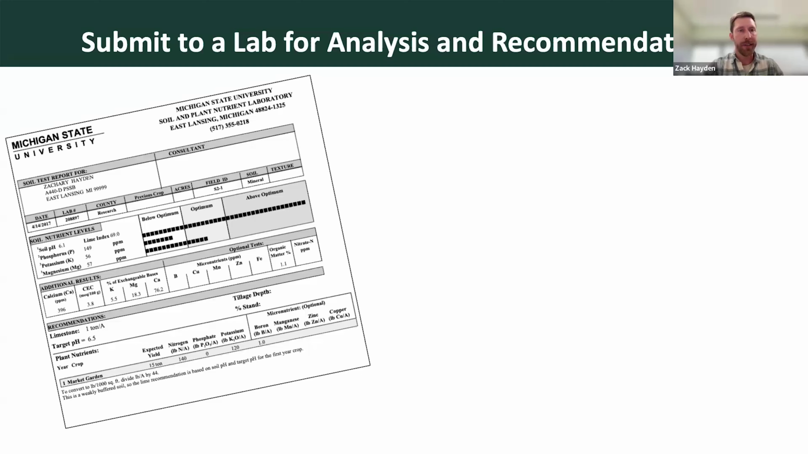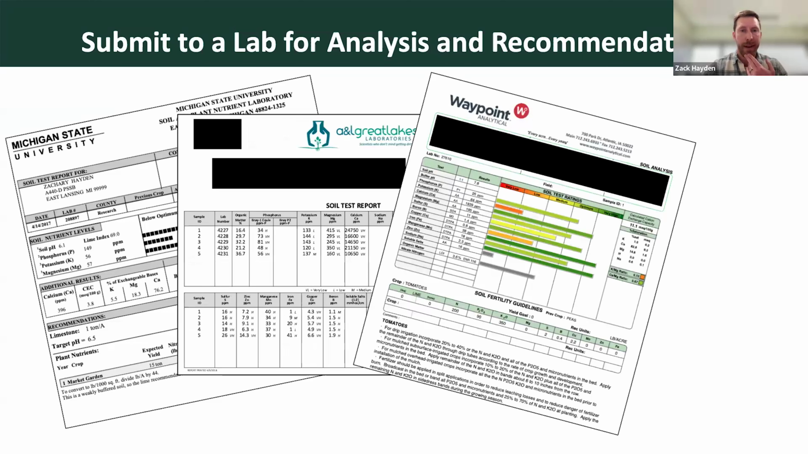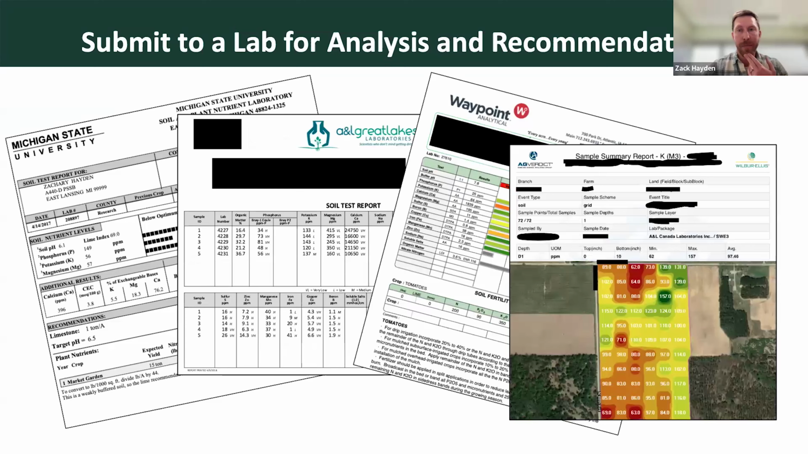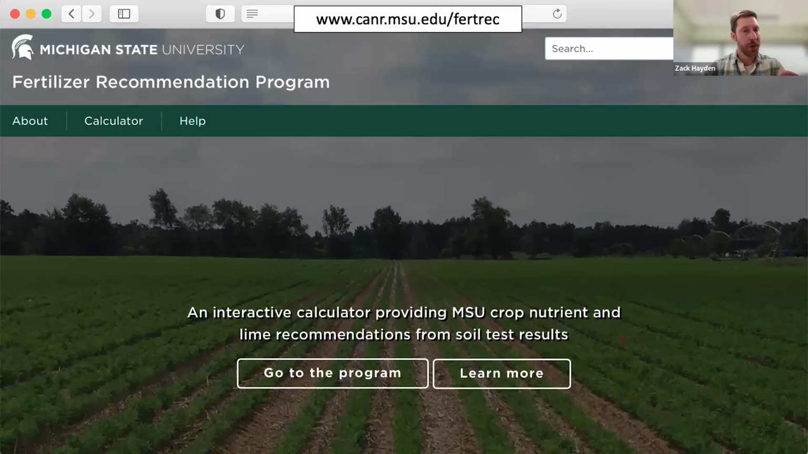Okay, so you got your soil test. You're going to submit it to a certified and respected lab, and you're going to get recommendations and soil test results. And they may come in a lot of different formats, depending what lab you're submitting to, whether you're working with a consultant, and you'll get a lot of potentially different nutrient and lime recommendations. So one of the things that often comes up is, well, how do I easily take these values from different soil testing labs and see what MSU recommendations are? And sure enough, thankfully, we've got a great tool to help with this.